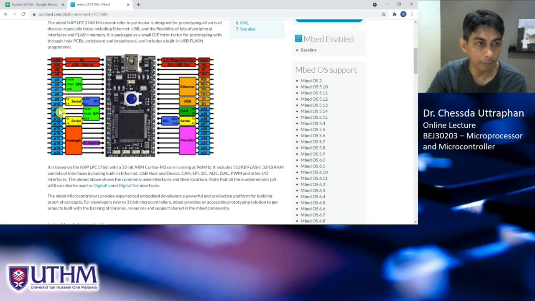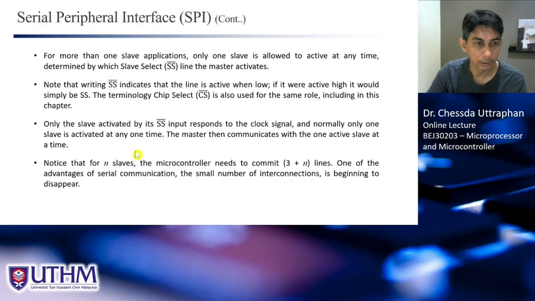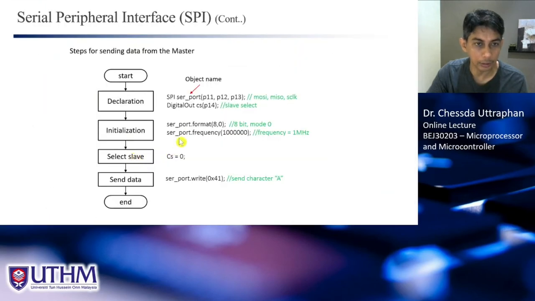and we have another set, P11, 12, and 13, which can also be used for SPI communication. Meaning that in our microcontroller, we can have up to two SPI communications at one time, at the same time. So you can have this one and this one for SPI communication. Right. Now, how to use it?